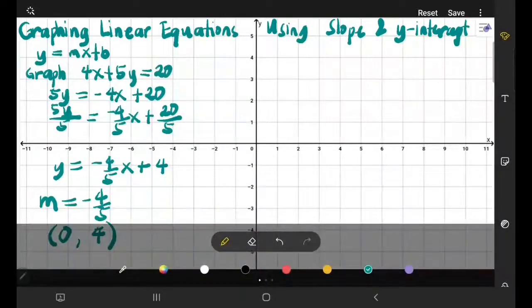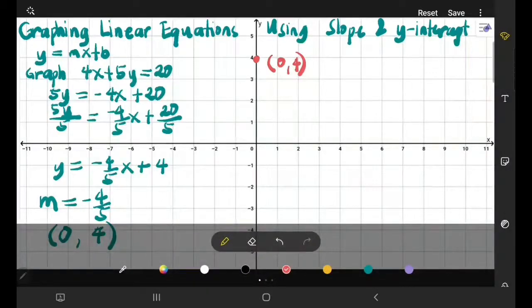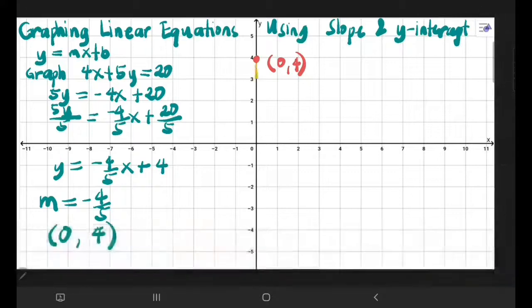Okay. So now we're going to start with the y-intercept, which is (0, 4). Okay, (0, 4). And then you execute the slope, which is negative 4/5. So if you have negative 4, that means that's the rise. So I mean to say that's 4 steps or 4 units downward. Okay, let's do that. So 1, 2, 3, 4.